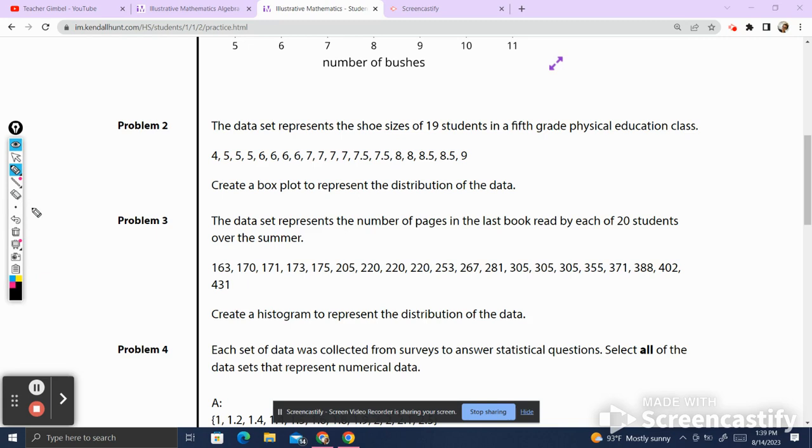There are 5 values we need to know for a box plot. So I'm going to create a little table over here. The first value I'm going to want is what we just talked about, which is the median. So I'm going to put median here. We already know how to find that. So let's go ahead and cross out our values.